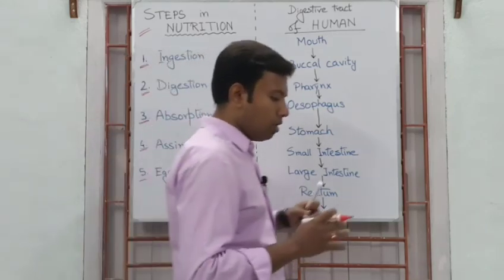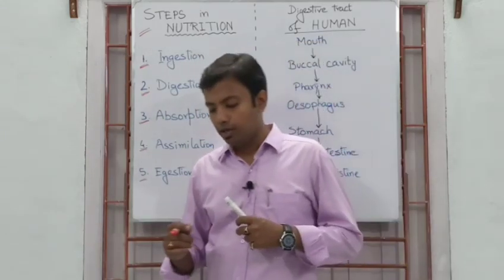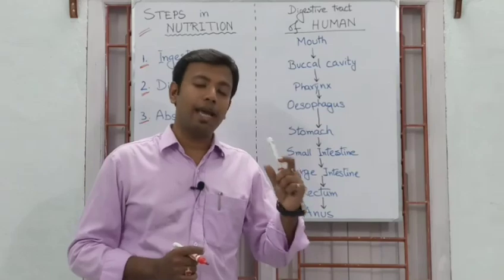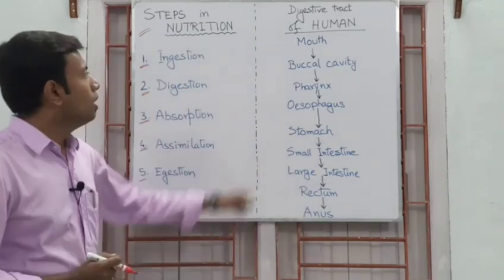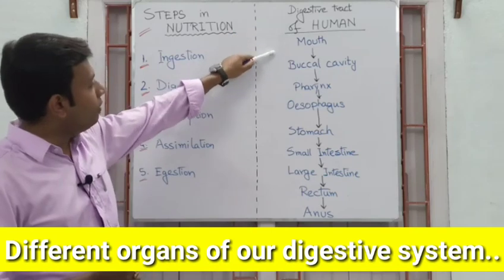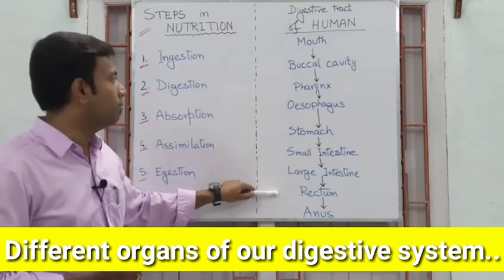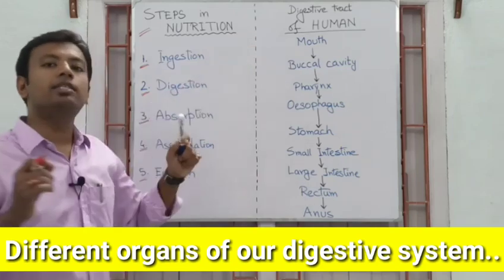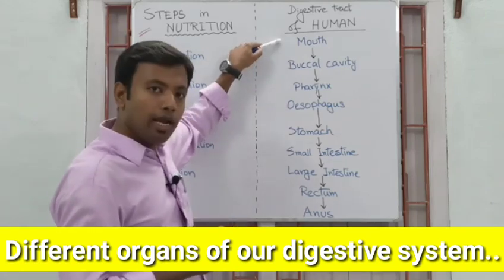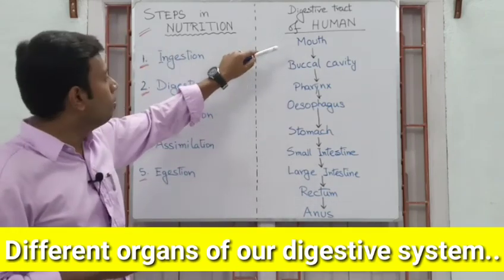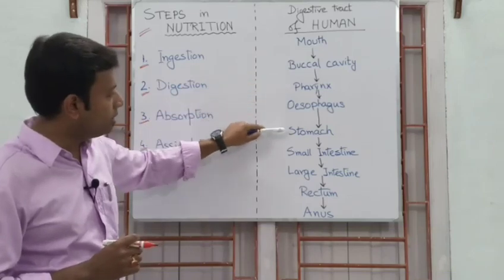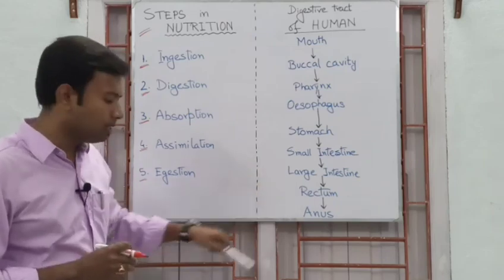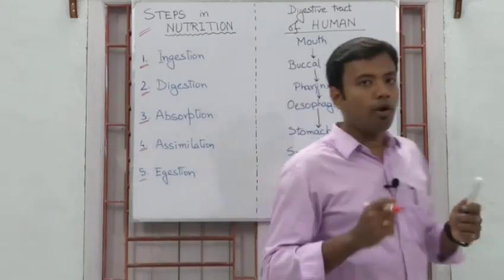Now, if we want to know how and where digestion actually takes place, we need to know the exact place of digestion in our body organs. For that purpose, we need to know the different organs of our digestive system through which the food passes whenever it enters our digestive tract. So whenever any food enters through our mouth, it passes through buccal cavity, pharynx, esophagus, stomach, small intestine, large intestine, rectum and finally through anus, undigested food substance is expelled out from our body.